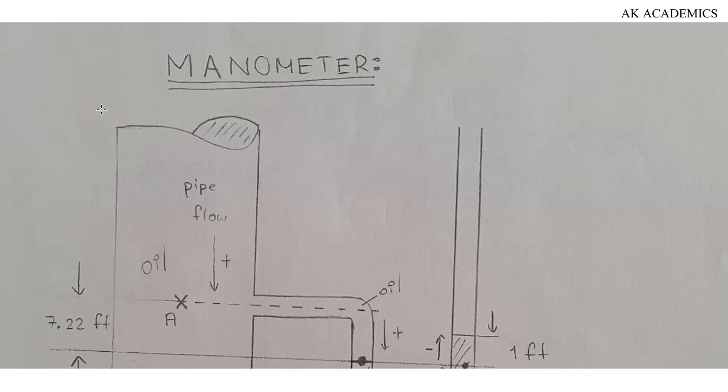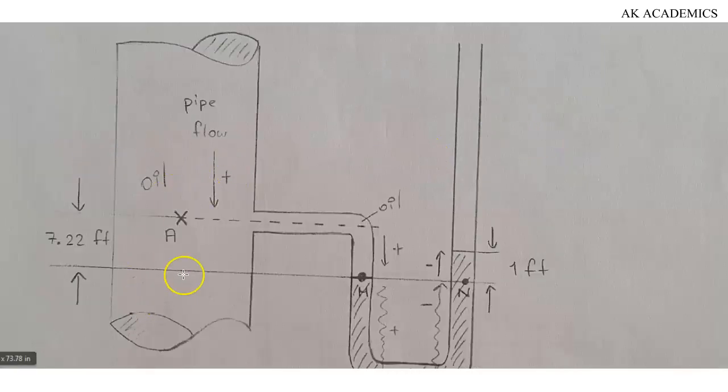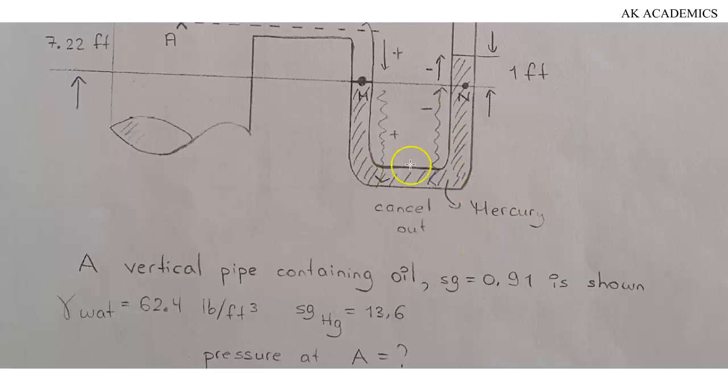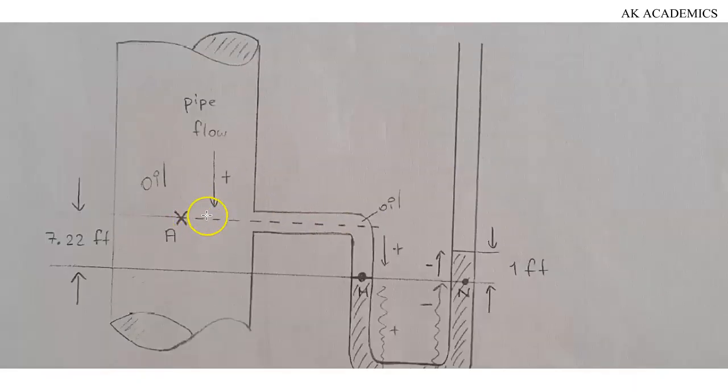Now we're going to talk about the manometer. The manometer actually measures and indicates pressure using area and weight of a column of liquid. As you can see from the figure we have here, we have a pipe and you can see the flow of water, and then you can see we have a manometer connected to the pipe.